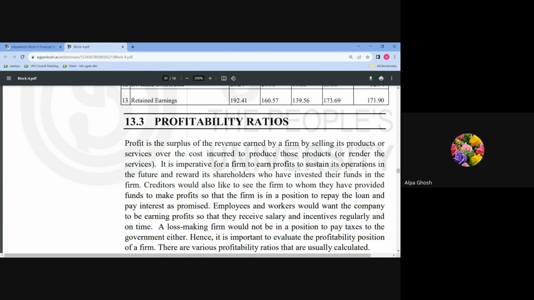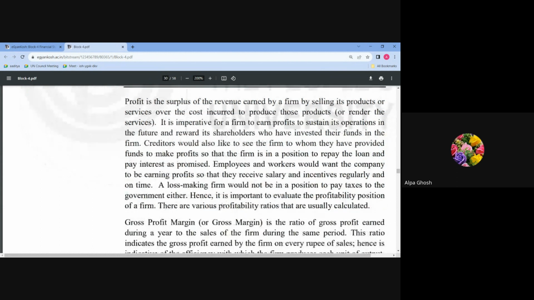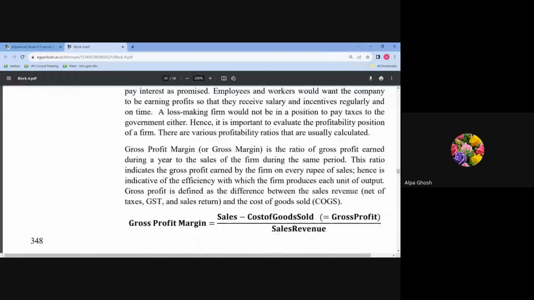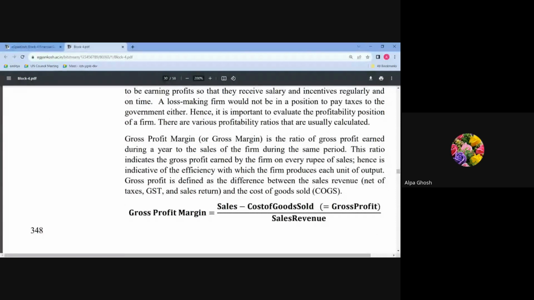So when we talk about profitability ratios, we have the first one, gross profit margin. On the basis of profitability ratio, there are two profits, gross profit and net profit. Gross profit means the profit earned during a year by the firm. And this ratio includes mostly what the firm spends on raw materials purchased, and then we compare it with sales revenue.